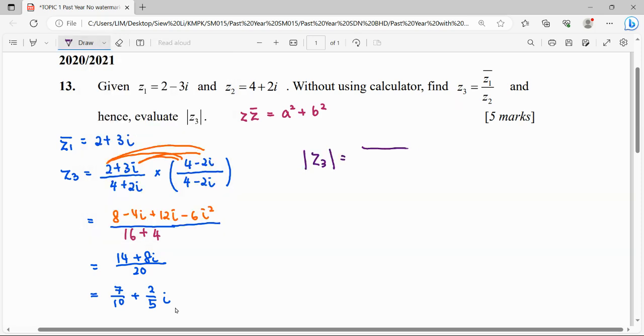It will be equal to the square root of a squared plus b squared, where a squared is 7 over 10, b squared is 2 over 5. So simplify this, we can get 0.8062. Bear in mind, our significant figure must be at least 3 significant figures. So here we have 4 significant figures, or we can write our answer in surd form, which is square root of 65 over 10.